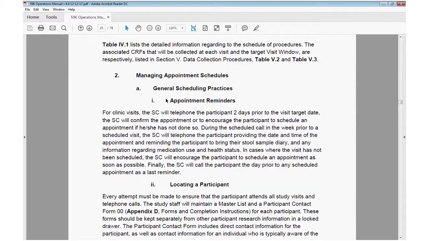According to the Operations Manual, we will contact them 2 days prior to the visit target date, but that can be at the negotiation and discretion between you and the participant. If the participant wants more calls and is fine with that, then you are free to give them as many calls as you're welcome to do. But on every call you should be looking into reinforcing the stool diary and reconfirming their previous appointment, and also reminding them to contact you if they have any changes. For example, if they have any discomfort, any recurrence of diarrhea, or any changes on medication.